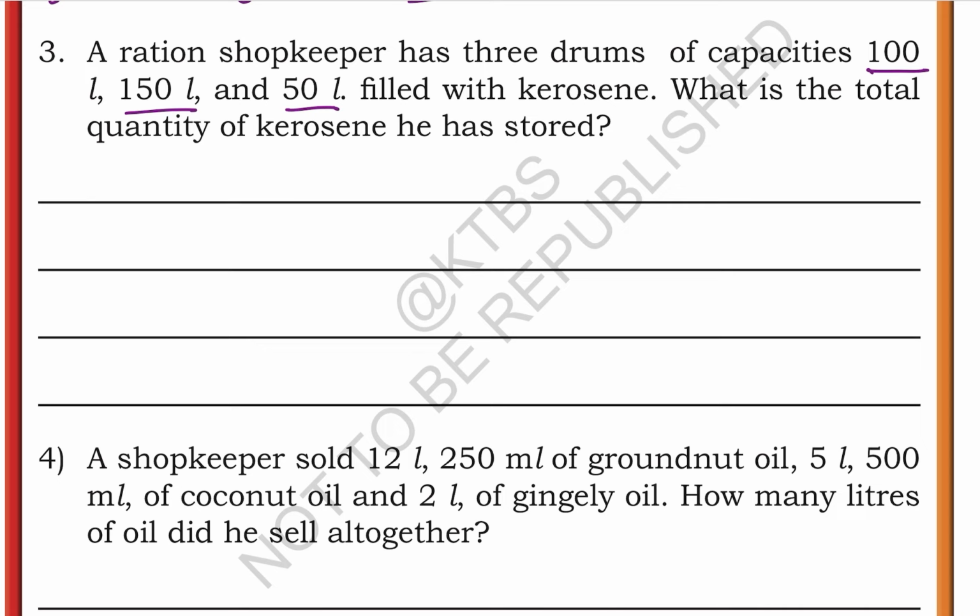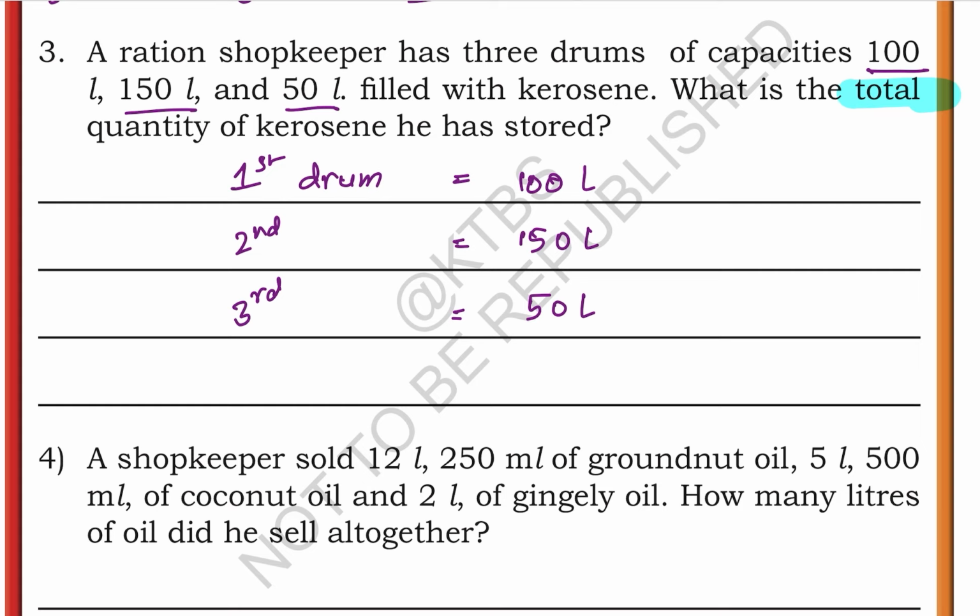First drum is 100 liter, second drum is 150 liter, and third drum is 50 liter capacity filled with kerosene. What is the total quantity of kerosene he has stored?